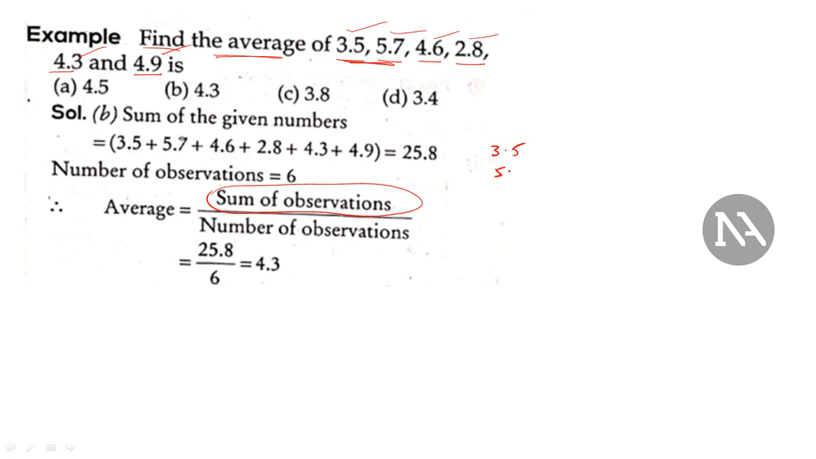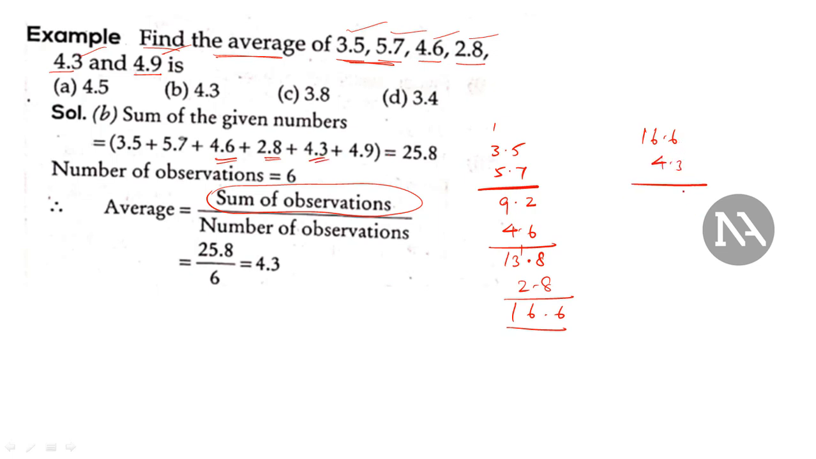The first 2 observations are 3.5 plus 5.7. If you add these two, 5 plus 7 is 12, so the carry is 1. 1 plus 3 is 4, 4 plus 5 is 9, so 9.2. The next data is 4.6, which I have to add. 2 plus 6 is 8. Then there is no carry. 9 plus 4 is 13. Now I have to add the next observation, 2.8. 8 plus 8 is 16. Then carry is 1. 3 plus 1 is 4, 4 plus 2 is 6. Then 1 comes as it is. So 16.6.